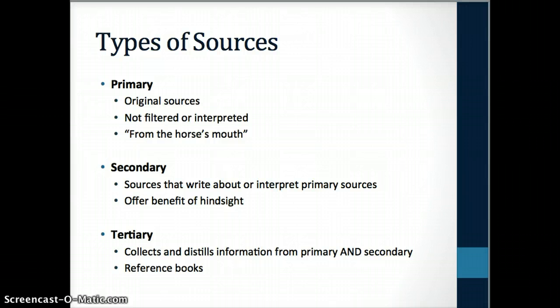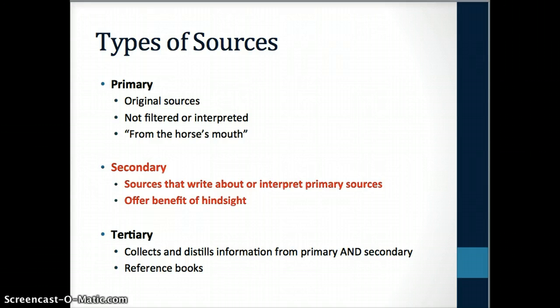Finally, there's this thing called tertiary sources, and you're probably more familiar with these kind of sources than you realize. A tertiary source collects and distills information from primary and secondary sources. So these are kind of like reference books. These are your encyclopedias, sometimes your dictionaries, sometimes your reports. What the tertiary source does is boil things down more simply. It doesn't usually contain the complexity of the secondary source.